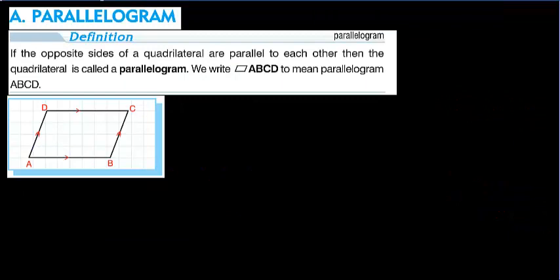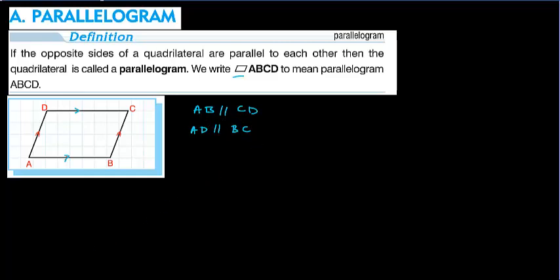If opposite sides in a quadrilateral are parallel to each other, then this is called a parallelogram. We show it with this notation here, and the figure is shown here. These arrows show us that these two sides are parallel. These two arrows show that these two sides are parallel. So side AB is parallel to CD, or DC you may write. AD is parallel to BC.